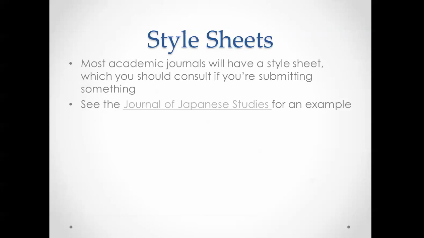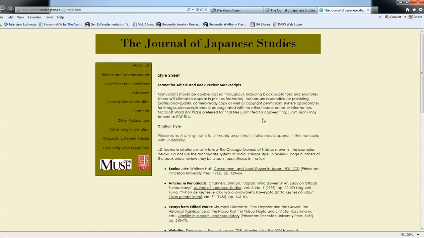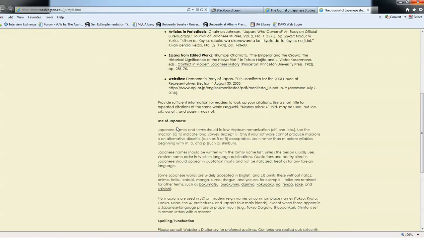Almost all academic journals have some kind of style sheet, and if you're actually submitting something to an academic journal, you should consult that style sheet before you put the whole manuscript together. Let's take a look at the Journal of Japanese Studies as an example. They have their own style sheet online. They tell you what citation style they want you to use. They tell you when you're using Japanese that you should use a macron, that you should follow the Hepburn system of romanization. I realize this might be a little bit difficult to see because it's so small.